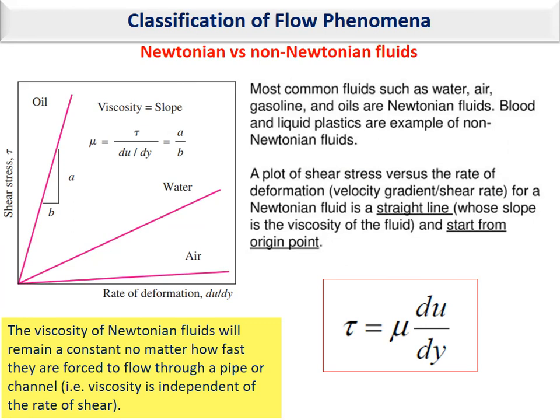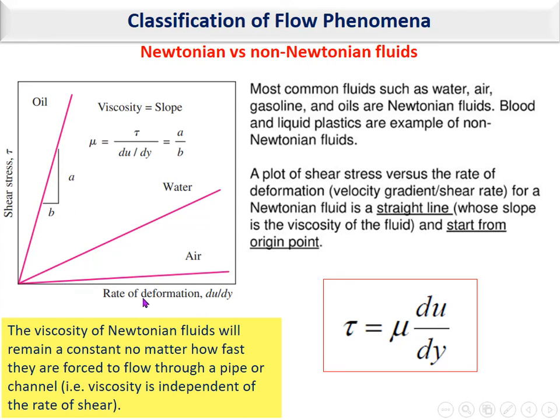Okay, the next classification is Newtonian versus non-Newtonian fluids. You may remember that there is a relation between shear stress and shear rate, and that's Newton's law. You can see here the drawing for three fluids: oil, water, and air. As you can see here, the viscosity of Newtonian fluids, as we name them, will remain constant no matter how fast they are forced to flow through a pipe or channel. It means that viscosity is independent of the rate of shear, or rate of deformation.